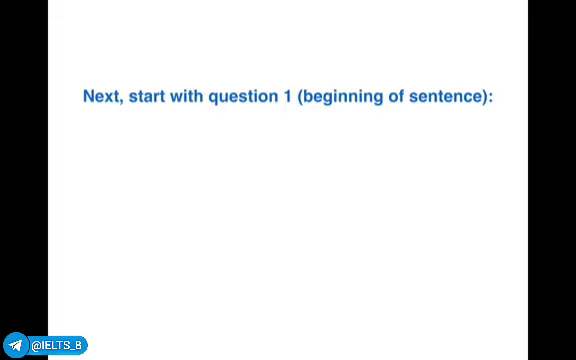What do we do next? Well, next we start with question 1. The questions should be in order in the passage, so if possible, always start with question 1. If it's too difficult, if you don't understand it or you're struggling to find it, you can miss it and go to question 2. But in general, we'll always try to do them in order because the answers should be in order in the passage.